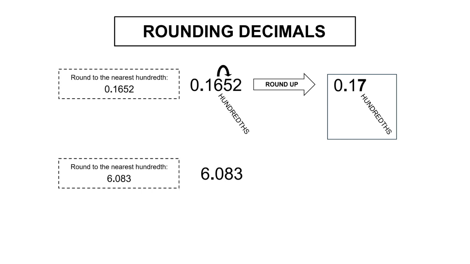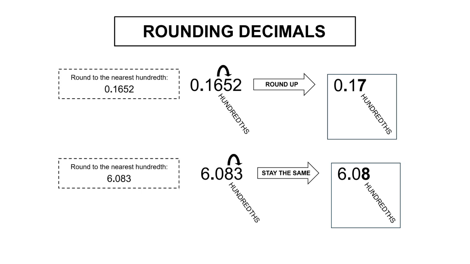Now let's look at the next example. Once again, we're rounding to the nearest hundredth, so we need to go to the hundredths place. That's the 8. Now we look at the digit to the right. In this case, it's a 3. It's less than 5, so the hundredths place is going to stay the same, and then we cut everything off after the hundredths place. The final answer would be 6.08.